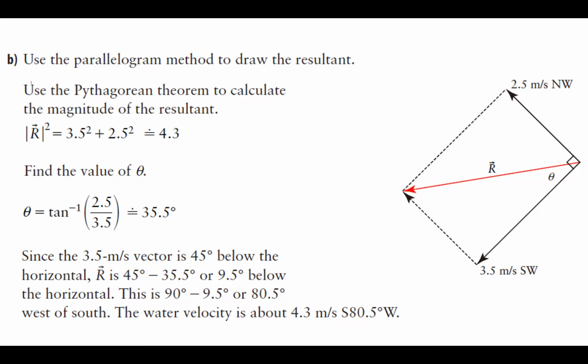Okay, so here we need to make a modification: the magnitude of r is about 4.3, not r squared, right? Okay, next find the value of theta. So theta is arctangent 2.5 over 3.5, which is about 35.5 degrees.